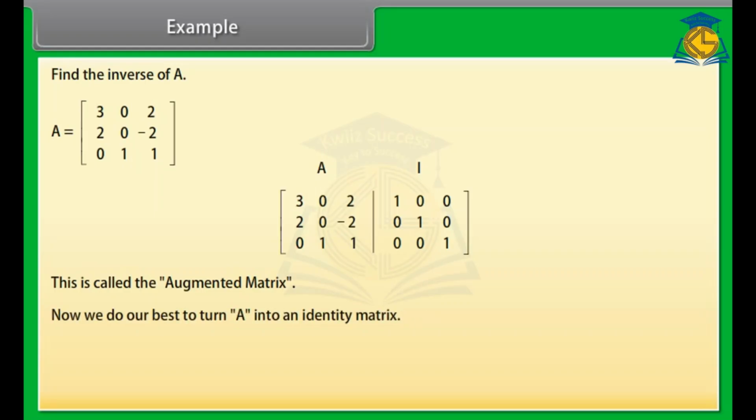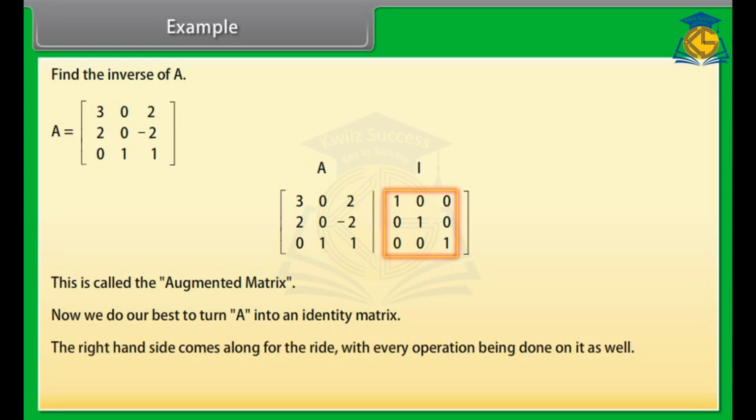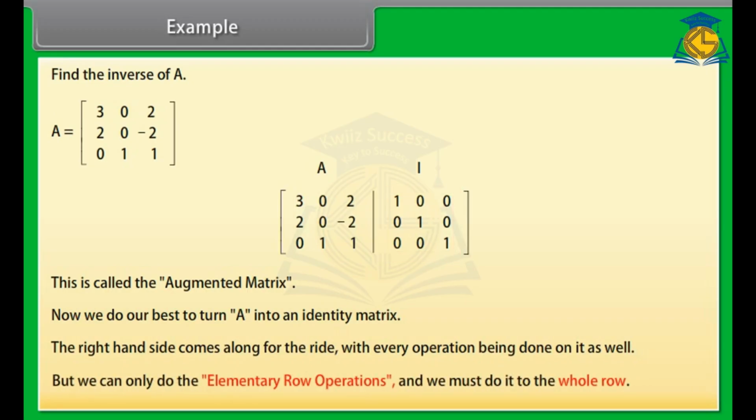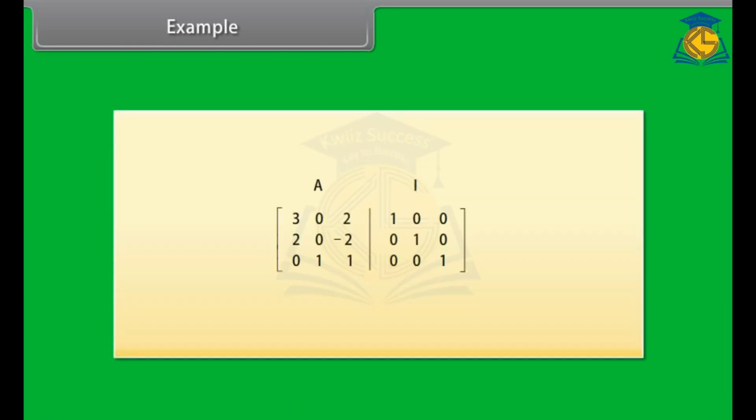Now we do our best to turn A, the matrix on the left, into an identity matrix, and the right-hand side comes along for the ride with every operation being done on it as well. But we can only do the elementary row operations, and we must do it to the whole row. Start with A next to I. In this example, our first step is to add row 2 to row 1.